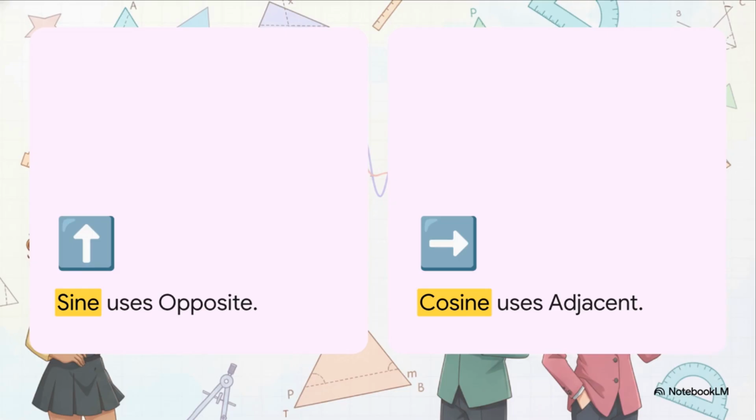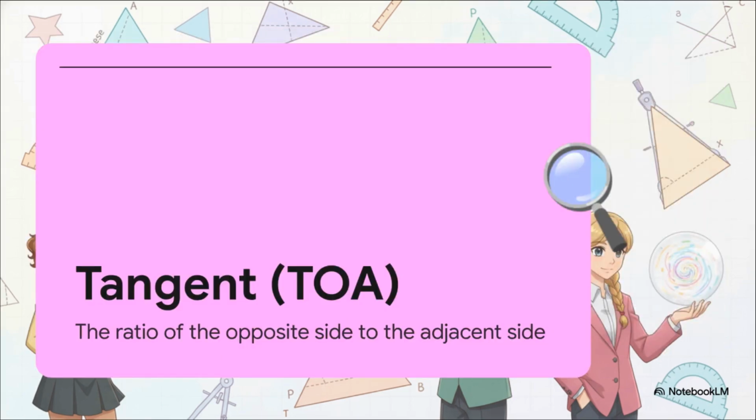While both ratios share the exact same denominator, the hypotenuse, their numerator ingredients are totally different. Sine uses the opposite side, while cosine relies on the adjacent side. Honestly, just visually distinguishing this in your head is going to save you from making so many simple errors on test day.